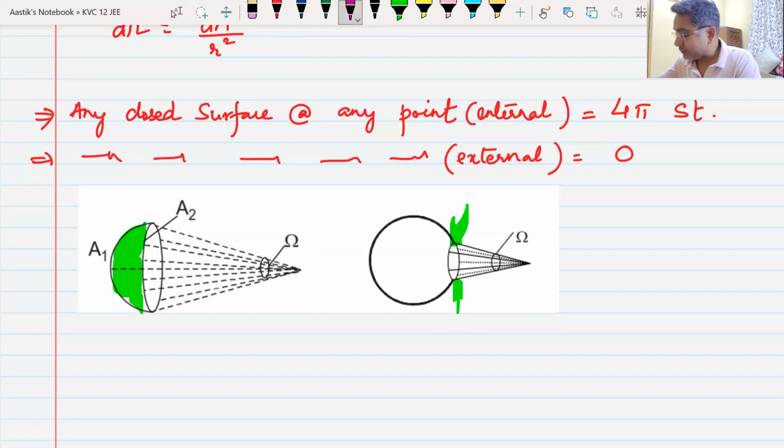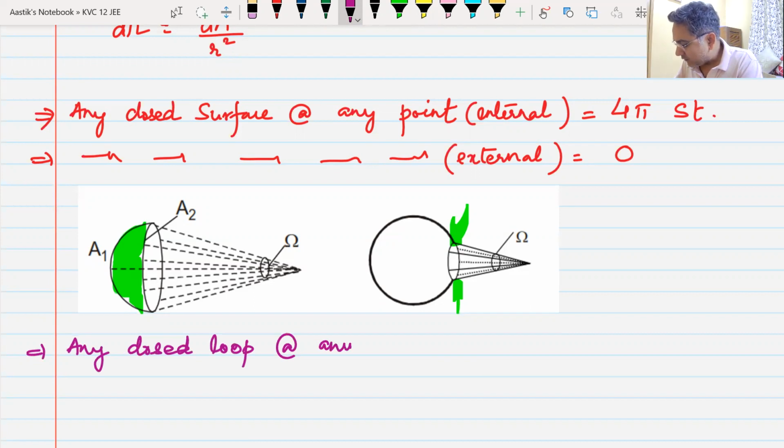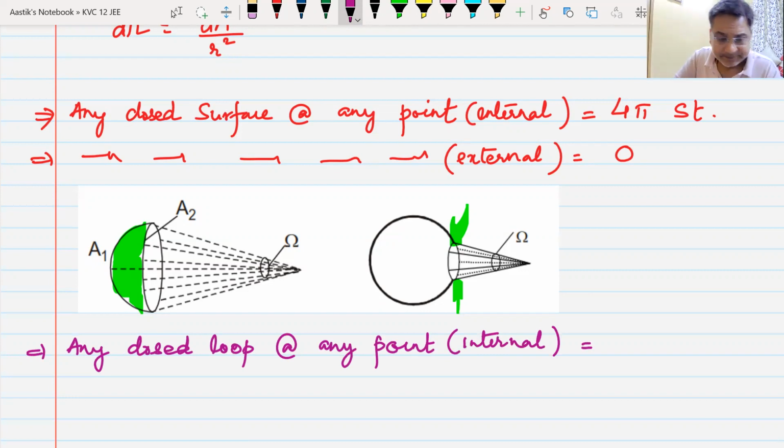It is the same as saying any closed loop at any point which is internal. Any closed loop with any point internal, how much angle will that closed loop subtend? How much angle will a closed loop subtend? 4 pi steradian? Closed loop at any internal point.